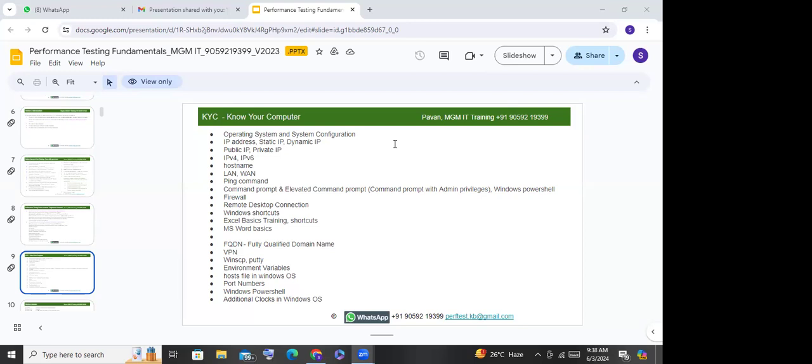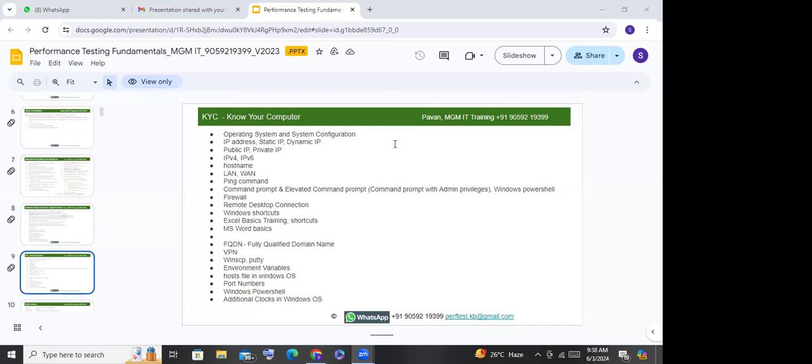Now, guys, forget about your servers, forget about your performance testing, forget about everything else. You need to understand the basics of a computer before we even get into performance testing. Why is that, guys? Let's say most of you are computer science background guys, right? So let's say your computer is responding very slowly. Then what would you do?